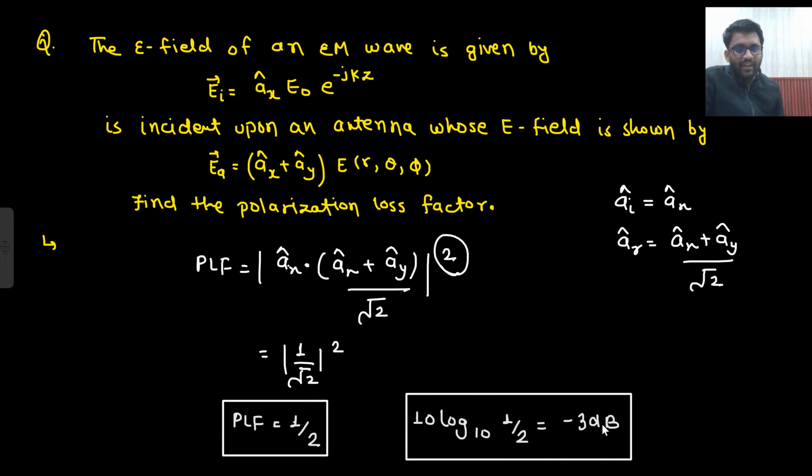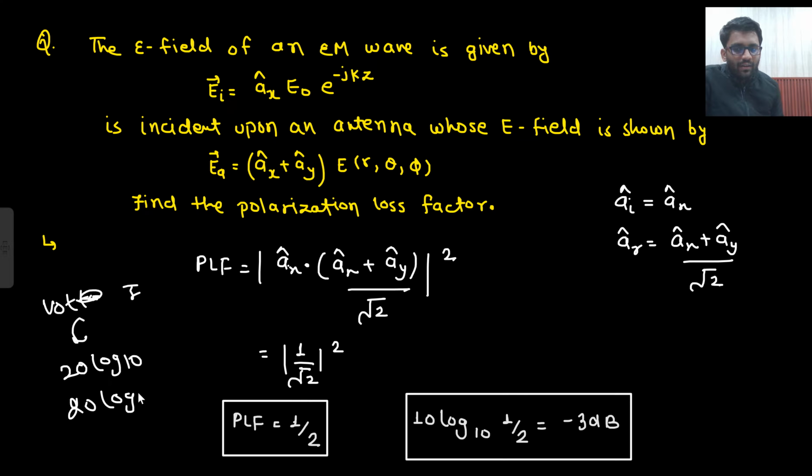Whenever a square is coming in any term, then you take 10 log 10. If a square is not coming, then you take 20 here. Let's say for voltage, if something is in voltage and you convert it into dB, what do you do? 20 log 10. If there is current, 20 log 10. But if there is power, then 10 log 10. Because what is power? Power is V square by R or I square into R. So square is already there, no? That's why you do 10 log 10 in case of power.